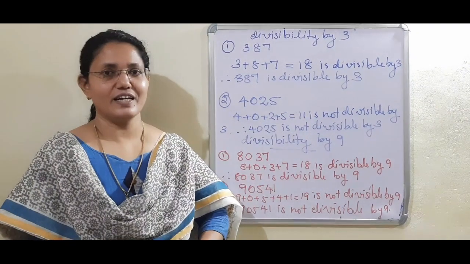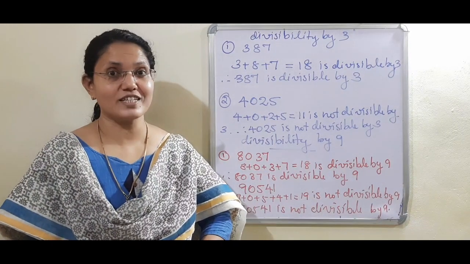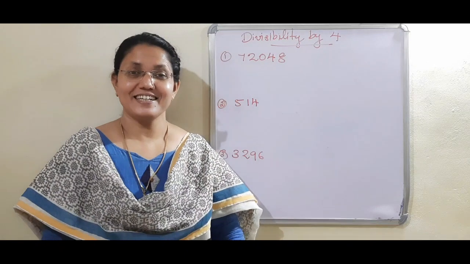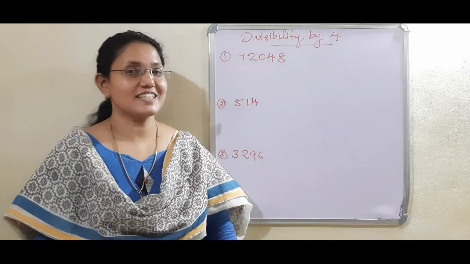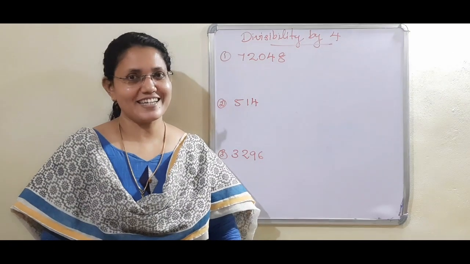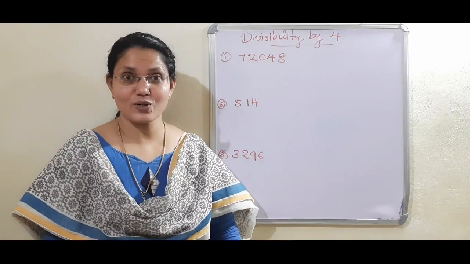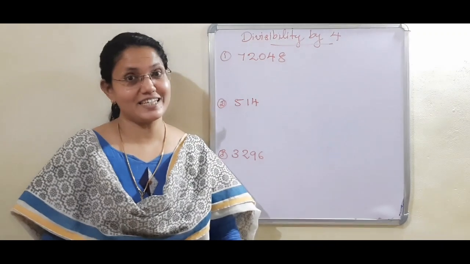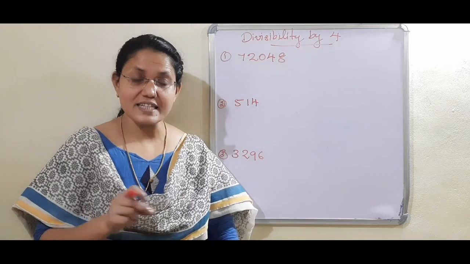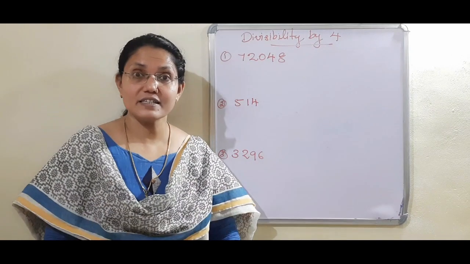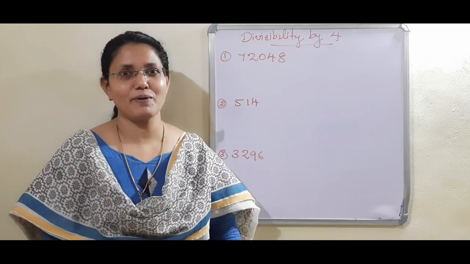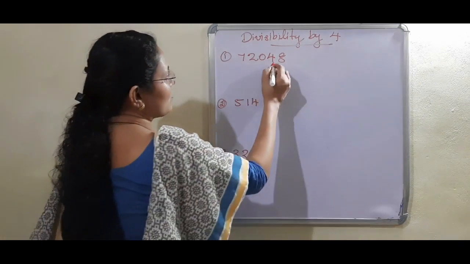Okay, now we can check how to find whether a number is divisible by 4 or not. Okay, dear children, now we can check whether these numbers are divisible by 4 or not. How to check it? First, we should consider the last two digits, meaning the digits in the ones and tens place. And if the number formed by these two digits is divisible by 4, then the whole number is divisible by 4.